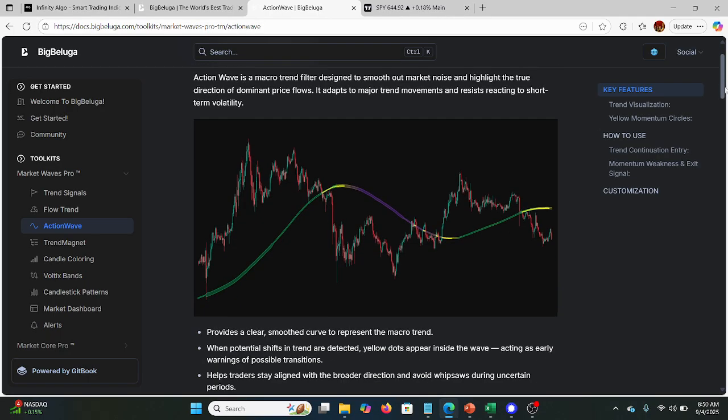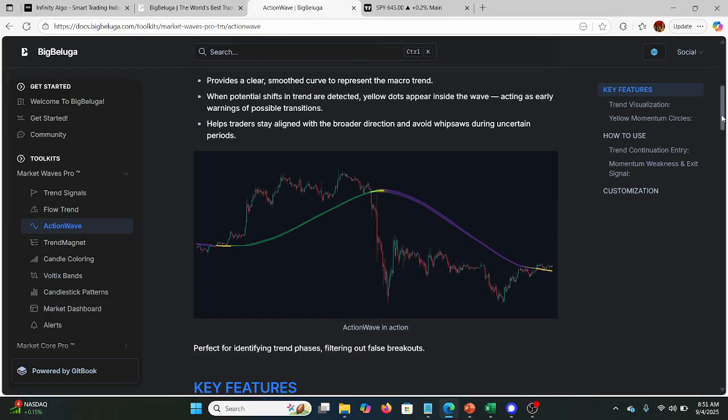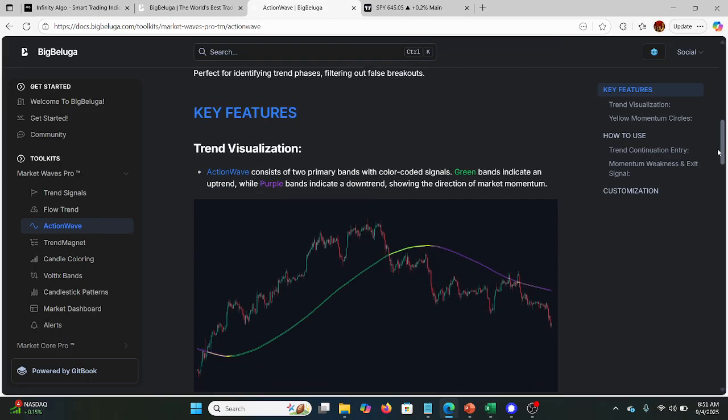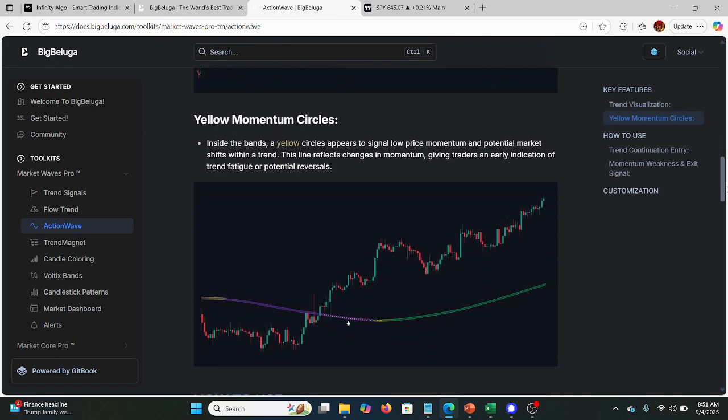So the basic idea is you have these green and purple lines, and basically green is bullish, purple is bearish, and then you have these yellow dots, and I'll show you a real example on SPY in just a minute, but basically it's very simple. So when the green is going up, it's bullish, and then when these yellow dots appear, it indicates that the trend is starting to weaken. The momentum to the upside is starting to reduce, and you might expect to see a turnover like we do here, and a bearish trend start to form. So that's like the basic way to use this.